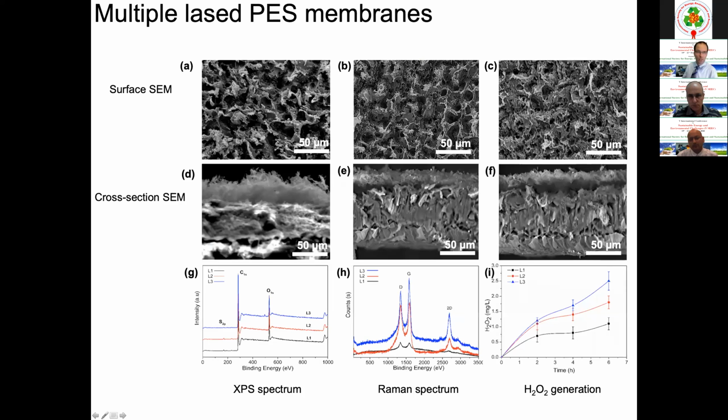So here we took polyether sulfone membranes and we lased them multiple times. And what we saw is that the LIG, this top part, became a bit more dense and much stronger. This multiple lasing process, you can increase the amount of graphene content. So here's lasing 1, lasing 2, lasing 3. This surface where you laser it 3 times, you get a much better graphene. You can see by the D and the 2D peaks. And this better graphene gives a better hydrogen peroxide production. Okay, so it's better electrochemically.